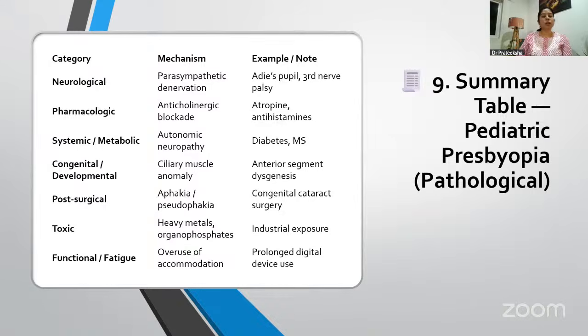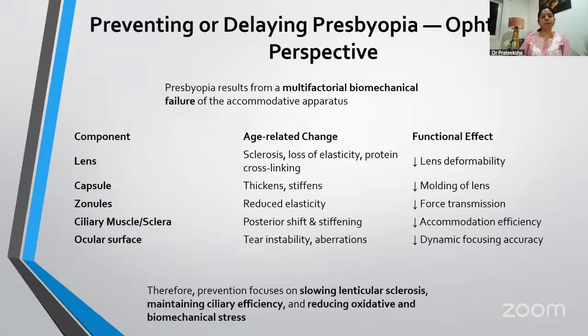Then we have the neurological mechanism, which is parasympathetic denervation: Adie's pupil, third nerve palsy. Pharmacological causes are anticholinergics like atropine and antihistamines. Systemic or metabolic causes like autonomic neuropathy, diabetes, multiple sclerosis. Congenital development: ciliary muscle anomaly, anterior segment dysgenesis. Post-surgical could be aphakia, pseudophakia, congenital cataract surgery. Toxic causes like heavy metals, organophosphate, industrial exposure. Functional: fatigue, overuse of accommodation, prolonged digital use.